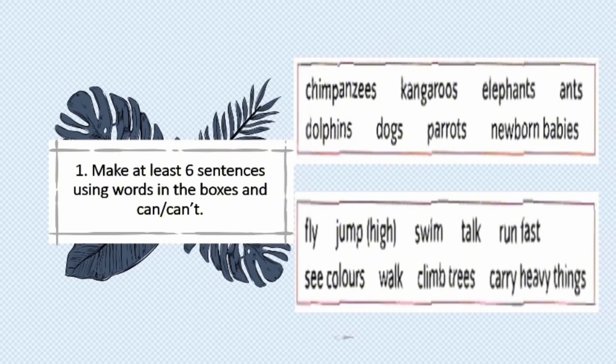So, we're talking about what animals are able or not able to do. You need to make at least 6 sentences using the words in the boxes. You can mix and match, choose one animal and one action, and decide whether it can or can't do that. For example, elephants can't jump. Simple, right? Now it's your turn. Make your own sentences.